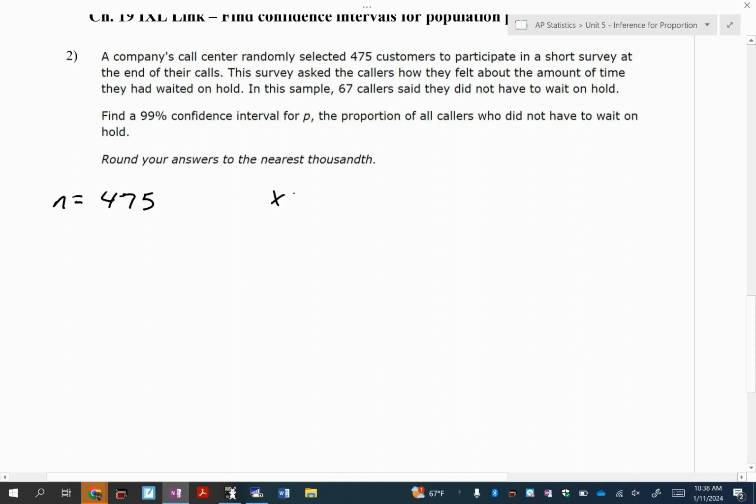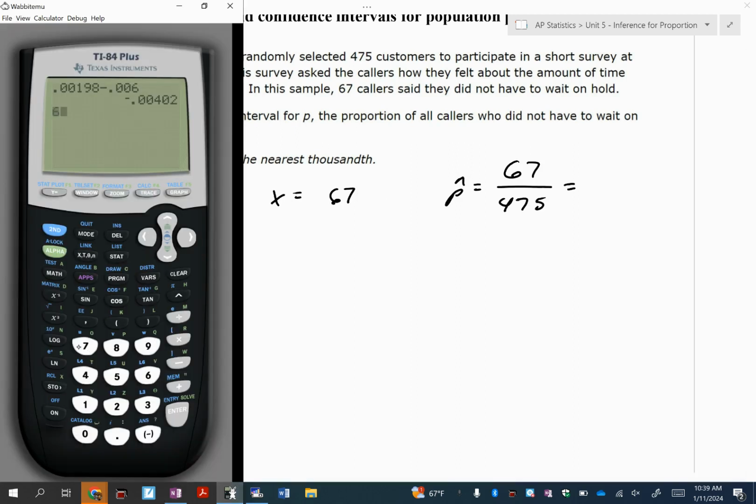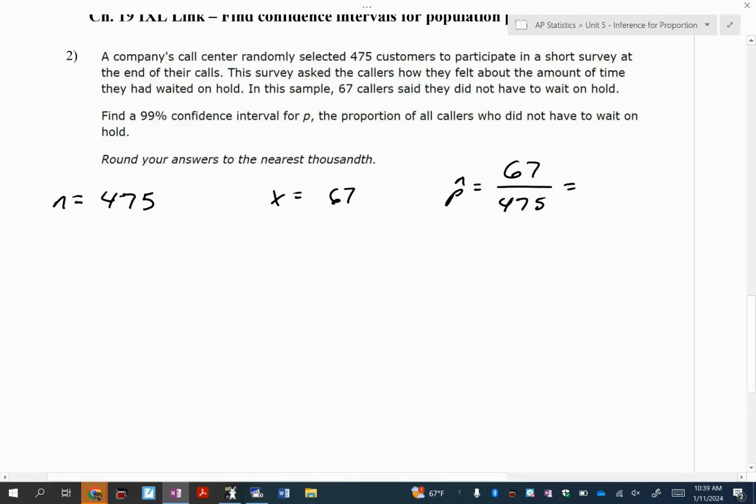475. In terms of this one, the success is a caller did not have to wait on hold. So how many did not have to wait on hold? 67. So let's find p hat, which is 67 over 475. I do not know that one off the top of my head. 0.144.